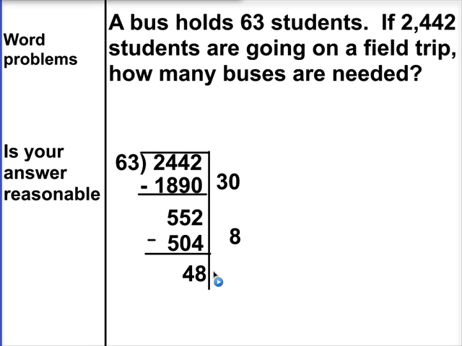Can you take anything else out? Well, if you've got 48 left over, there's nothing else here that you can divide by. This is not a decimal, and 63 is larger than 48. You're done. Quotient is 30 plus 8, or 38, and 48 63rds, or 48 over 63.